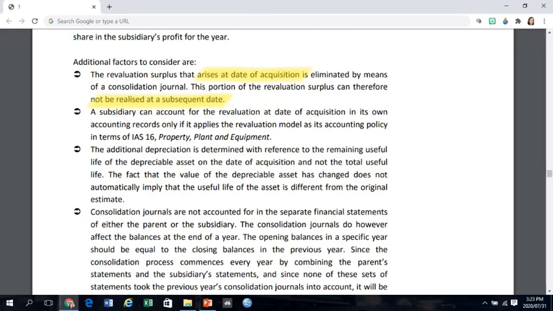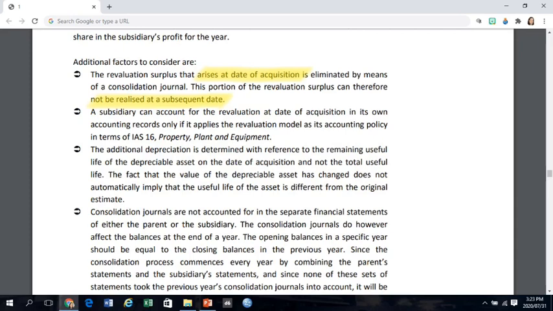Then a subsidiary can account for this revaluation at date of acquisition in its separate financial statements, but only if it applies the revaluation model. But as we've mentioned before, it still does not have to account for that value adjustment. It depends on its own accounting policy in terms of the timing of revaluations.